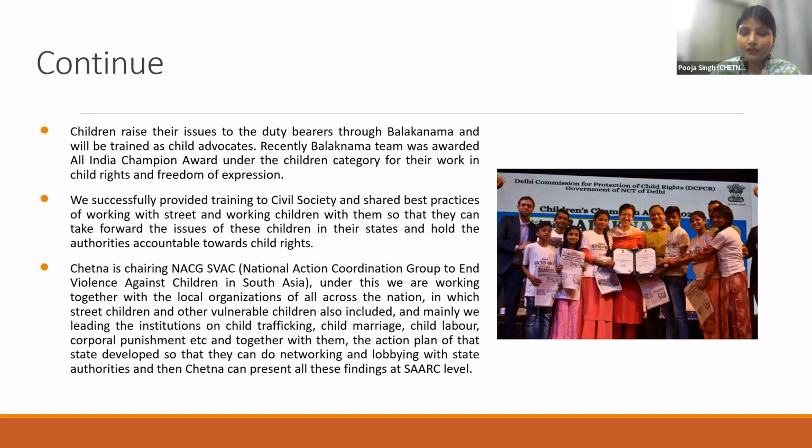So generally we will be working on 5 themes: child marriage, child trafficking, child labor, corporal punishment, and environment and children. As a member, we are now able to talk to other states and local NGOs to work on these issues, and then collectively at a national level, we can share the findings with the national government. This is also one of the achievements we have achieved in the last year as advocacy efforts.